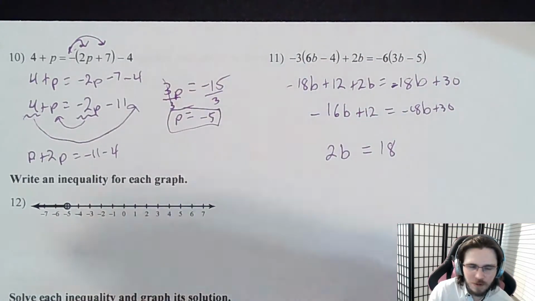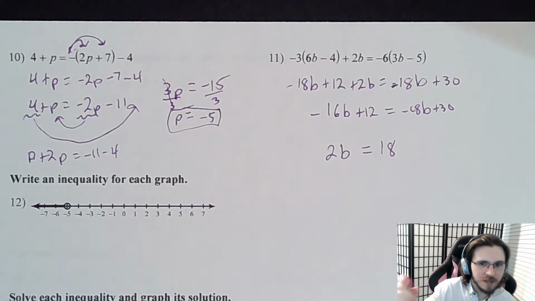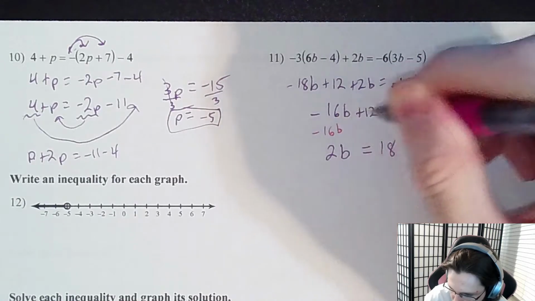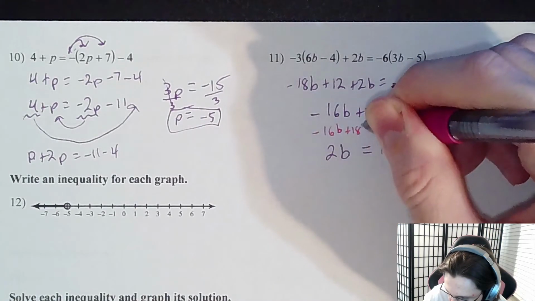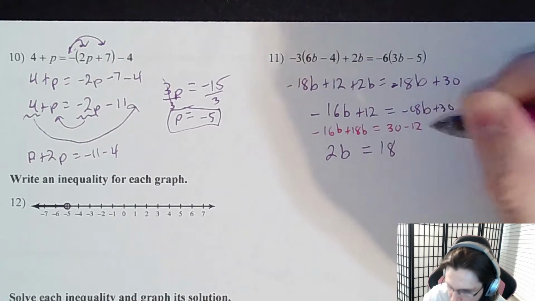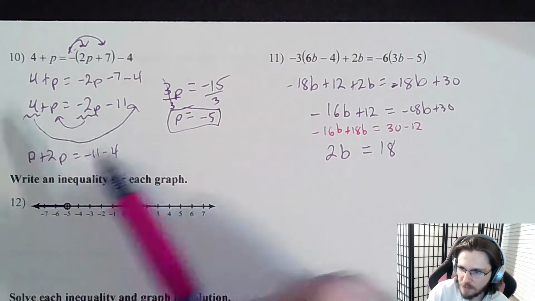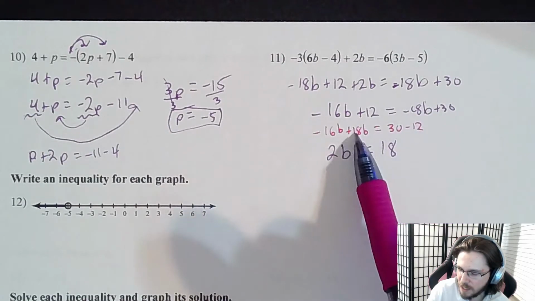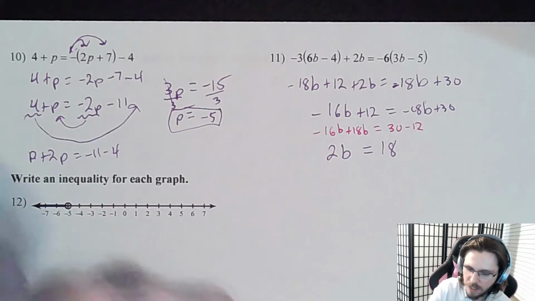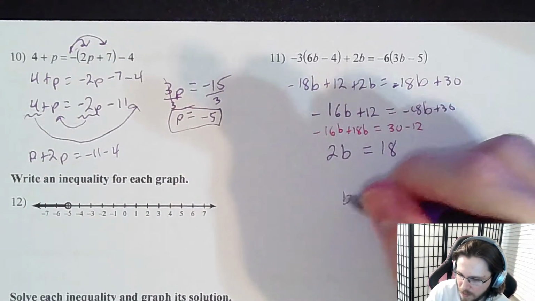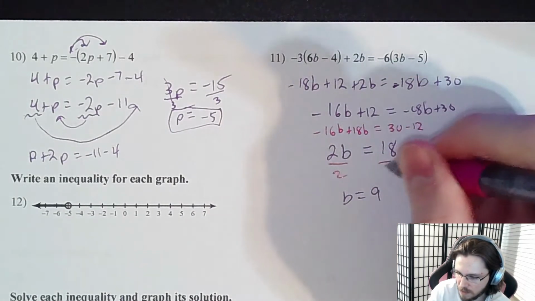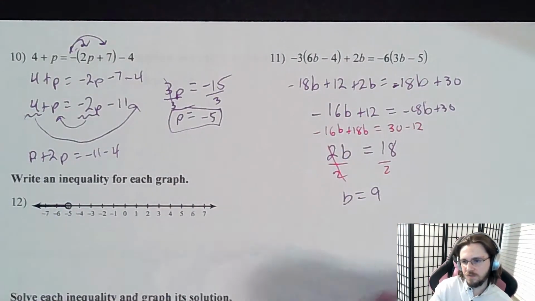So I don't know if you can really follow along with that, but it is the best way to do that. Here's the actual extra step in between if we wanted to see it. So it's the same thing as this guy over here, where I simply moved him around, took that -18, made it positive over there, took that 12, made it negative over there. And then again, divide both sides by 2, and you get b equals 9.